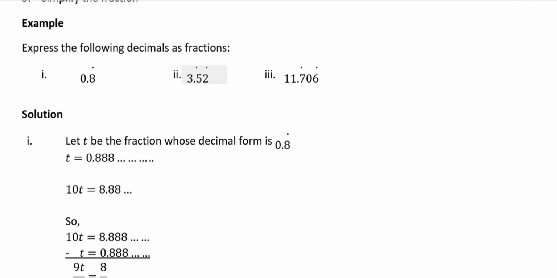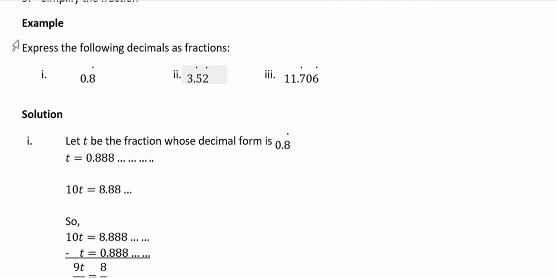The third question is 11.706. You can see there are 2 dots here, one on top of 7, another one on top of 6. That means all the numbers from 7 up to 6 are recurring. In this case, 7, 0, and 6 are the ones which are repeated. So this one is 11.706706706, and you continue like that.